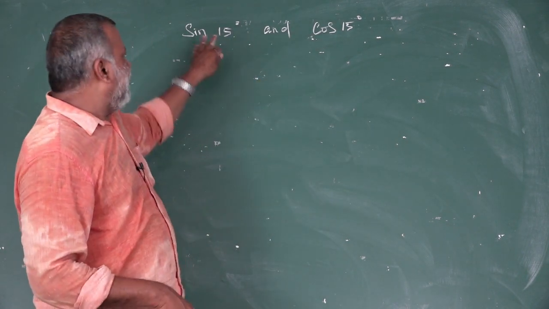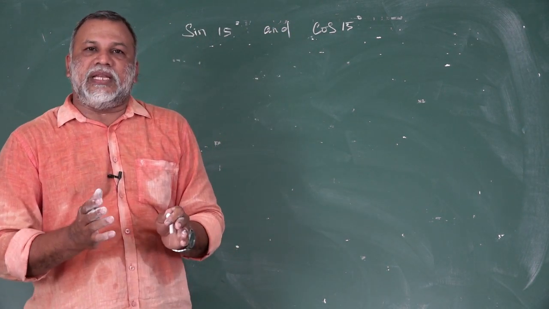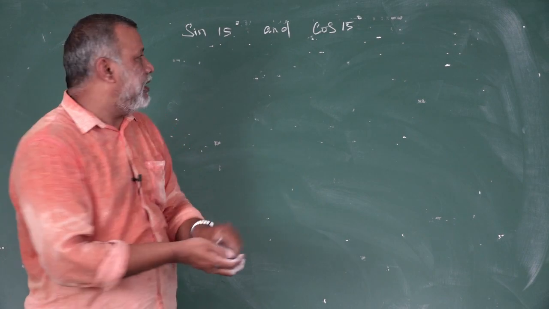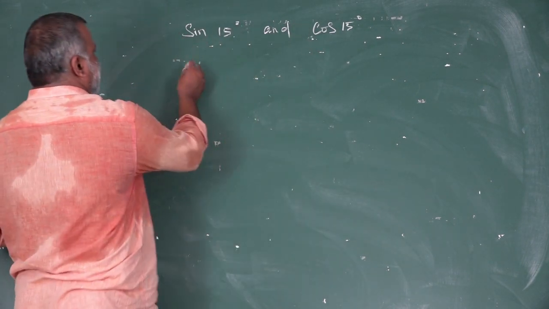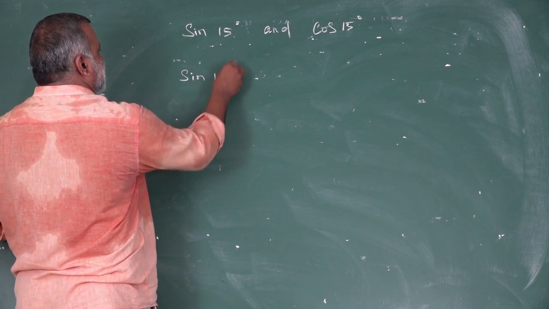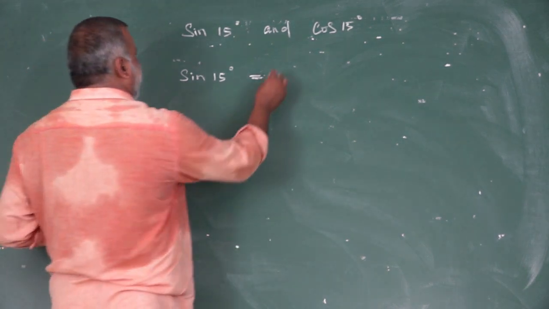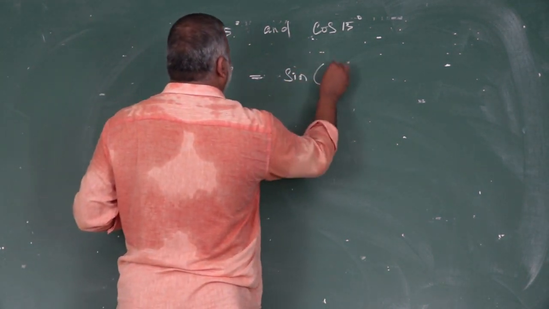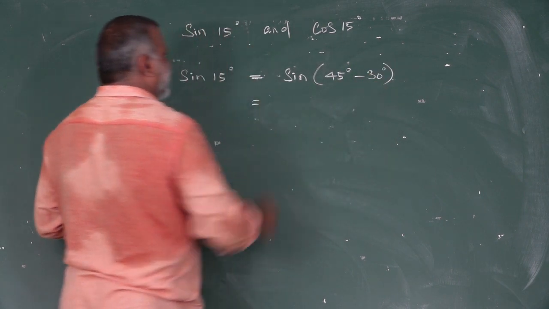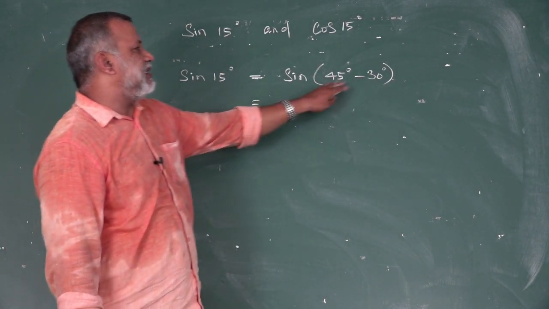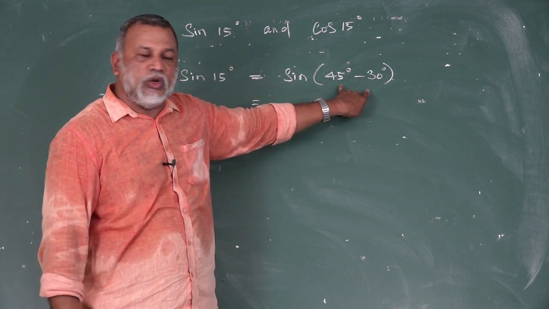Once again listen, find sine 15 degree and cos 15 degree separately. After that, form a quadratic equation whose roots are these two values. Now listen carefully, sine 15 degree. Just now I explained sine 15 degree can be expanded like this: sine of (45 minus 30). 45 minus 30 means 15. These two values are known values from your trigonometric table.